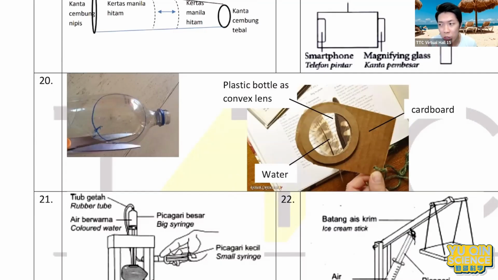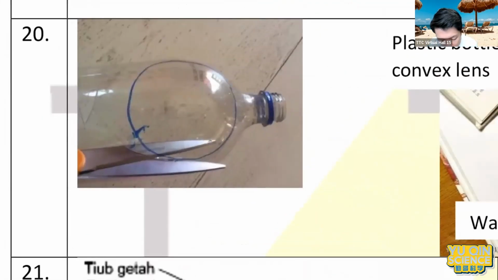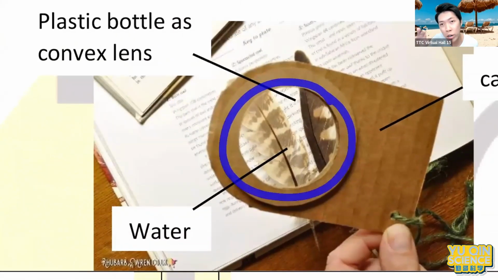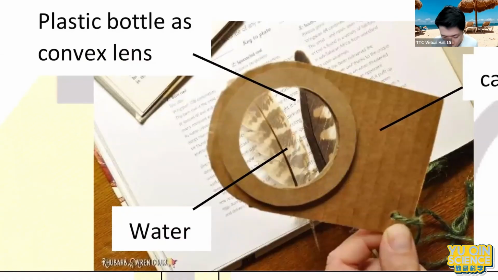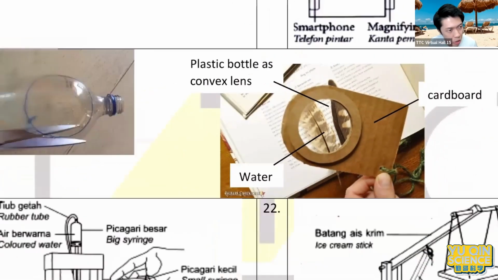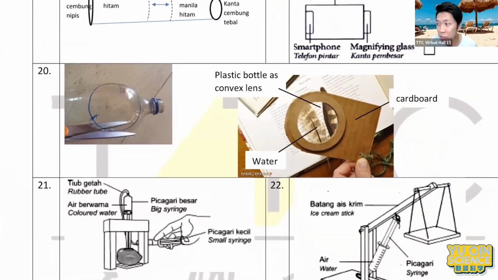A magnifying glass is a convex lens, remember? How to make a convex lens is to cut this part of the bottle. This part of the bottle is rounded, right? Isn't it? Then you put cardboard around it, make it like a holder. You put water at the center. So you see, it's rounded, and some more you put water, it magnifies the image or the object, sorry. So there's like, oh, okay, not bad. There's such a thing. Magnifying glass, Form 5, Chapter 7.